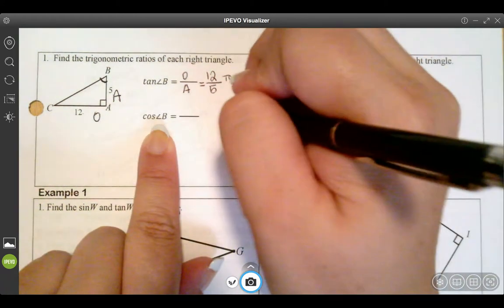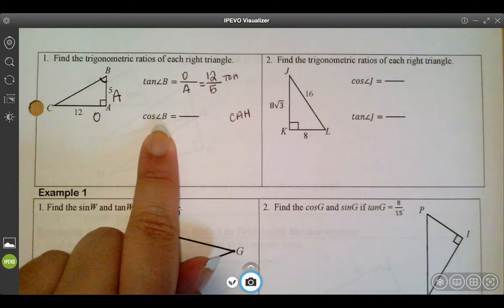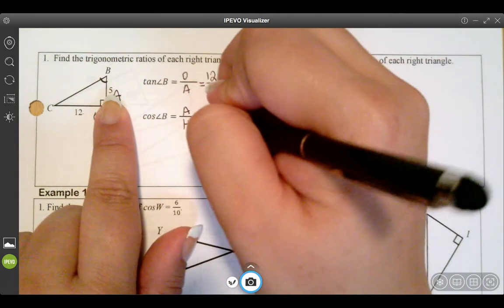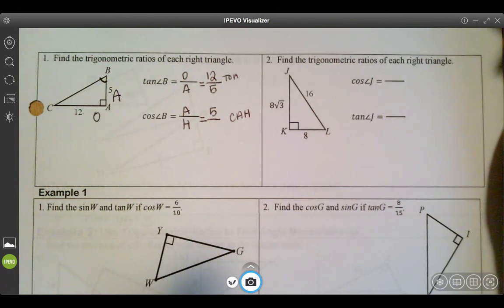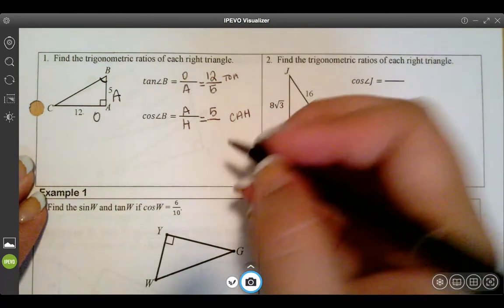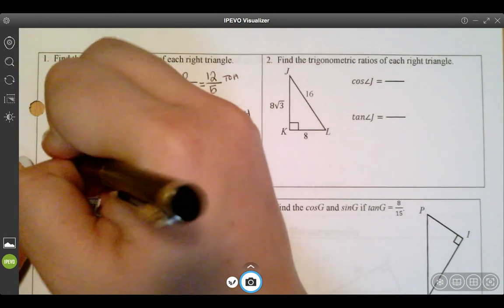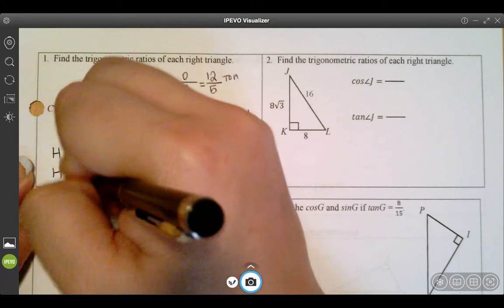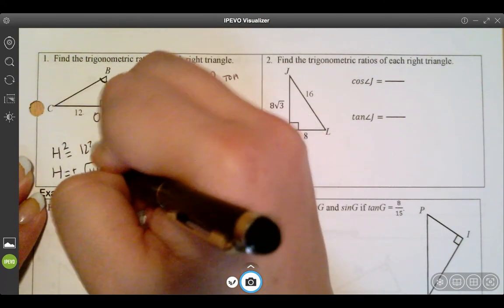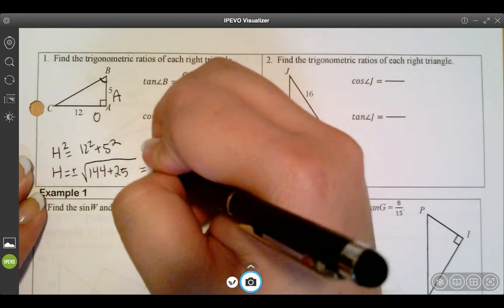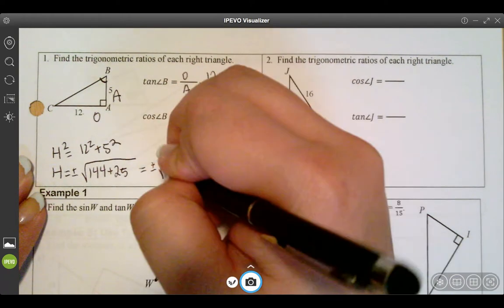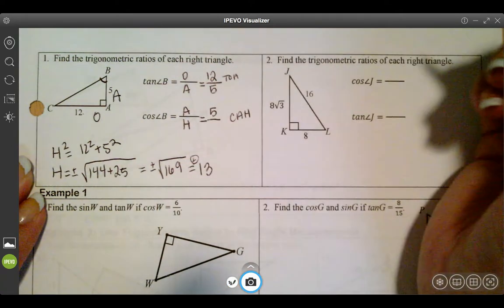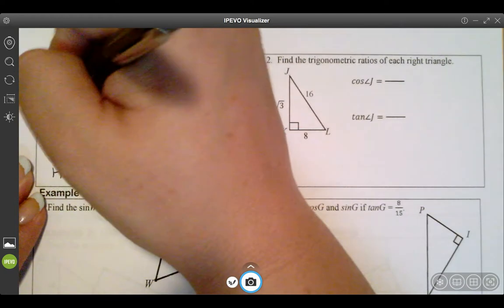Cosine, so CAH. So cosine is adjacent over hypotenuse. Adjacent is 5 over the hypotenuse. Well, we don't have that length, but we can find it using the Pythagorean theorem. So we can say the hypotenuse squared equals 12 squared plus 5 squared. Taking the square root of both sides, that gives me plus or minus the square root of 144 plus 25, which is the square root of 169, which is 13. Taking just the positive, the hypotenuse must be 13.